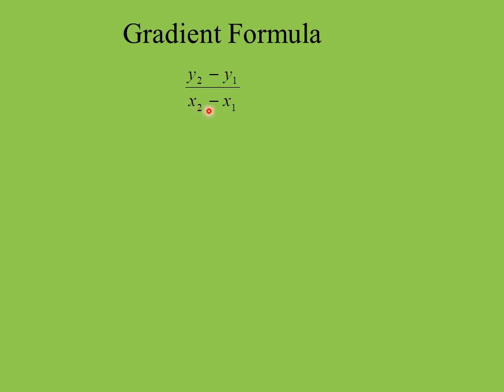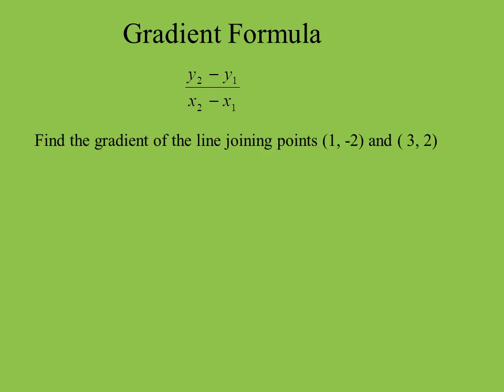Well, you use this formula here. Now, it looks a bit confusing, but y2 just simply refers to the second y coordinate, y1 the first y coordinate. Similarly, x2 is the second x coordinate, and x1 the first x coordinate. Let's have a look at something. So find the gradient of the line joining these points. Now, here's your second y coordinate, here's your first y coordinate. Here's your second x coordinate, your first x coordinate.